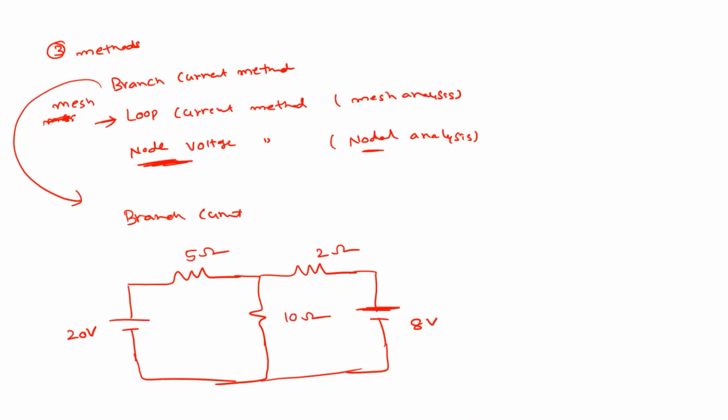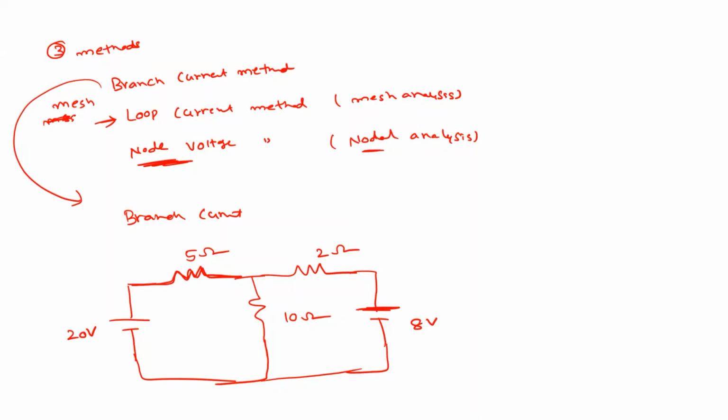Now my objective is to find the current through these branches. This is one branch, and this is another branch. We want to find the current through the 5 ohm, 10 ohm, and 2 ohm branches, and the voltage across these branches. Once you know the current, obviously you can find the voltage, right?